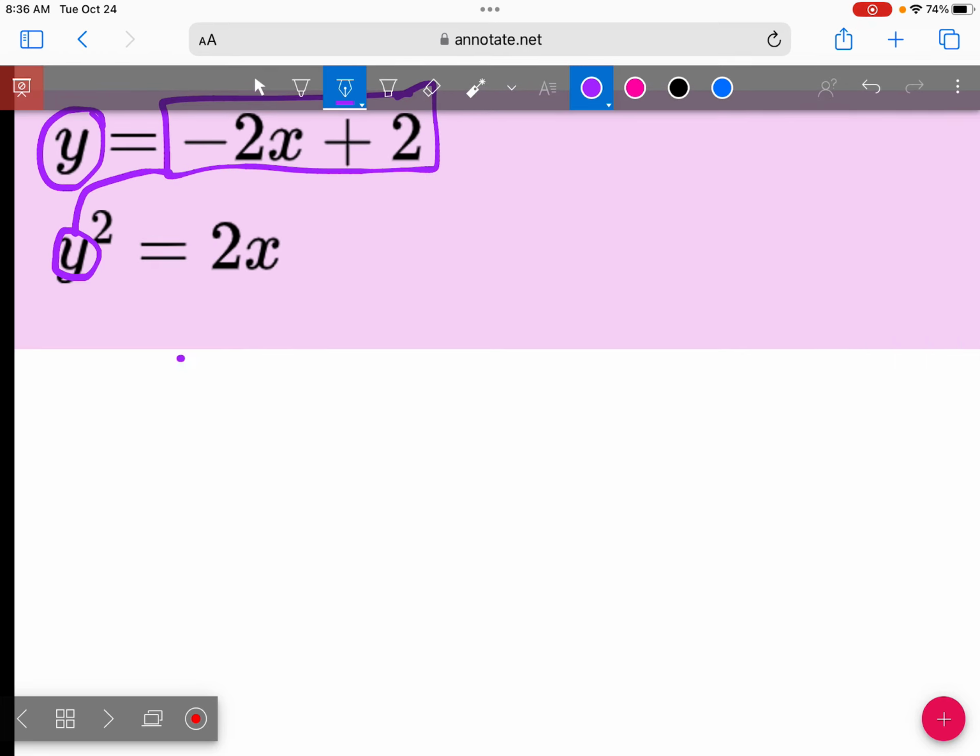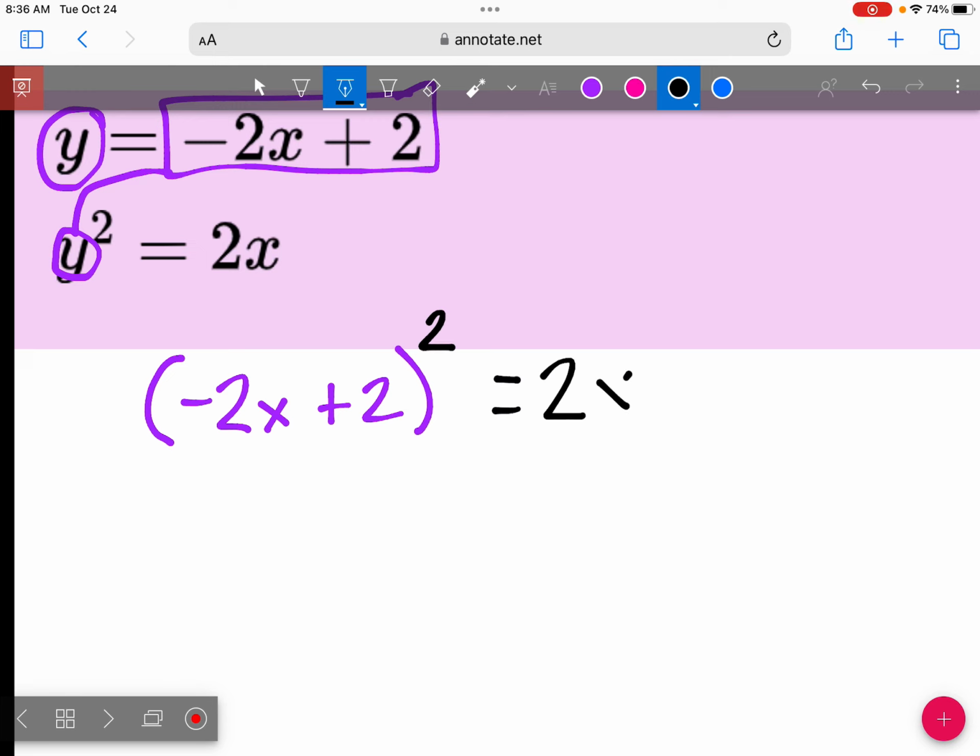So when we write this out, this is part of the reason I always substitute in parentheses, because this is negative 2x plus 2, squared, equals 2x. And then we need to be very careful that we do the right thing next, because our next line is not 4x squared plus 4. It's not. You either need to box it or write it out and do double distribution.